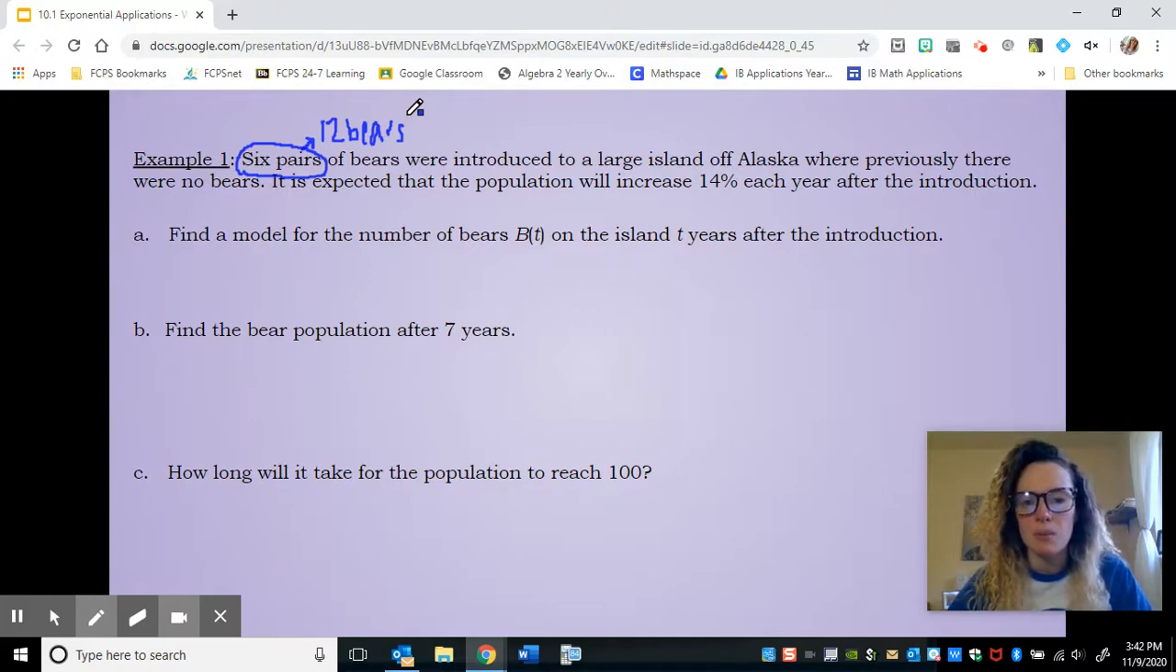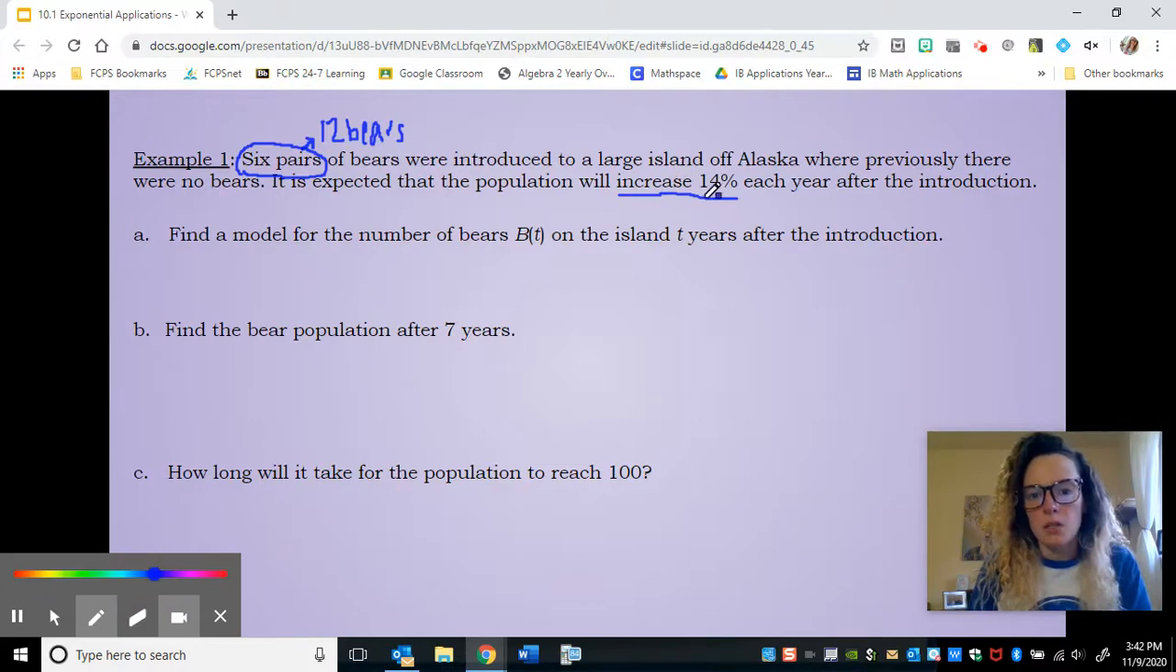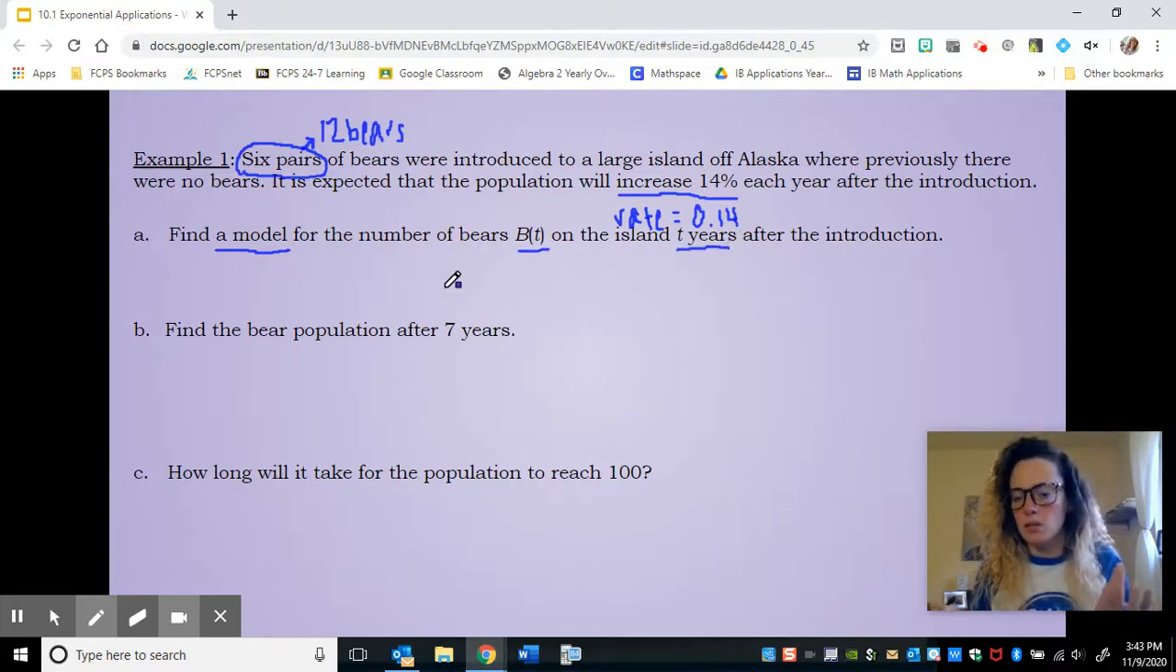It is expected that the population will increase by 14% each year after the introduction. So this tells me that my rate is 14%, or as a decimal, 0.14. So in part A, they're asking us to write a model, aka an equation, for the number of bears, B of t, on the island t years after the introduction. So they're just asking us to write a general formula.